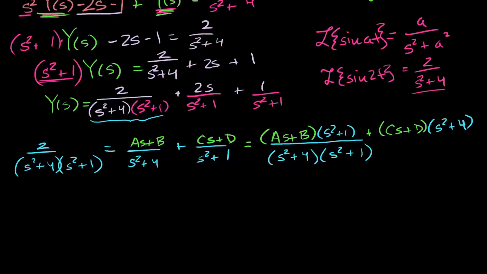So as times s squared is as to the third. As times 1 is plus as. B times s squared, so plus bs squared. And then you have b times 1 is plus b. And then you have cs times s squared. That's cs to the third. And then cs times 4, so it's plus 4cs.